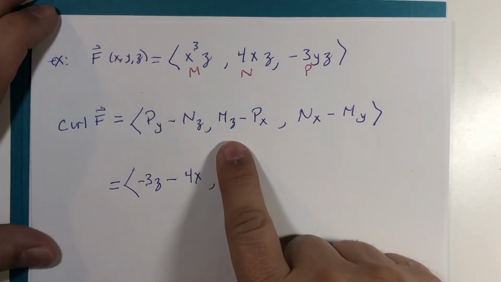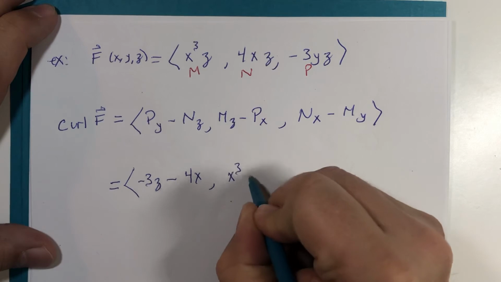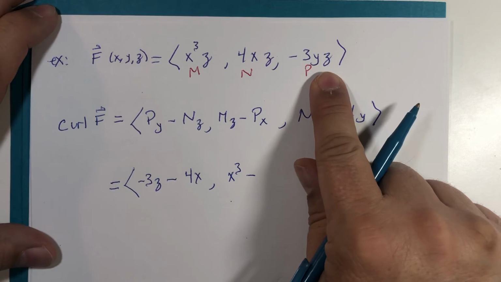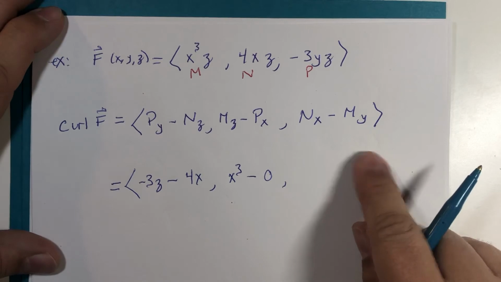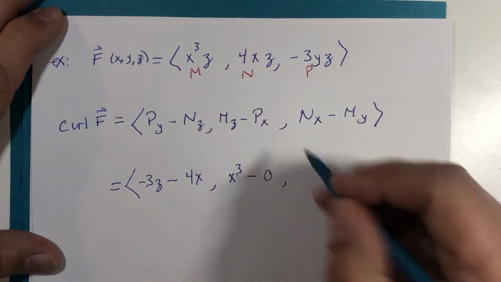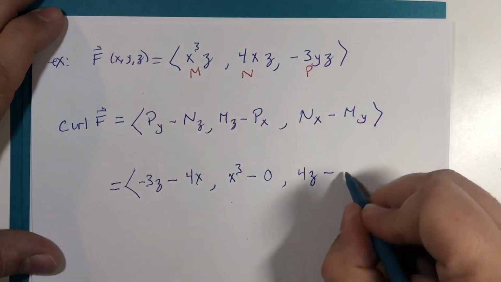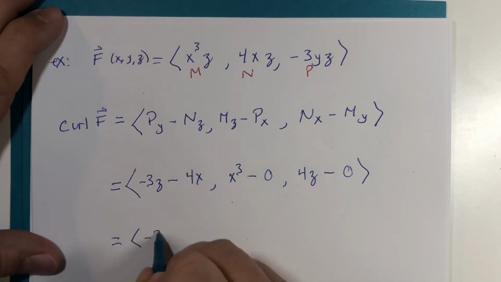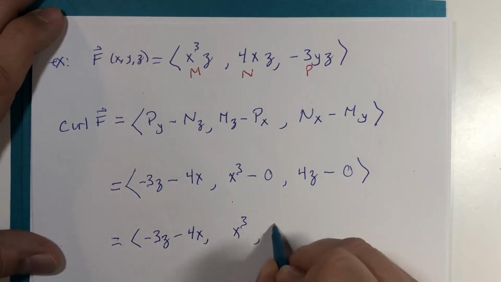Middle term, middle component, m with respect to z would be x cubed minus p with respect to x would be, that's right, 0. Two more derivatives, one more component. N with respect to x would be 4z minus m with respect to y would be 0. And when the dust settles, negative 3z minus 4x, comma x cubed, comma 4z.